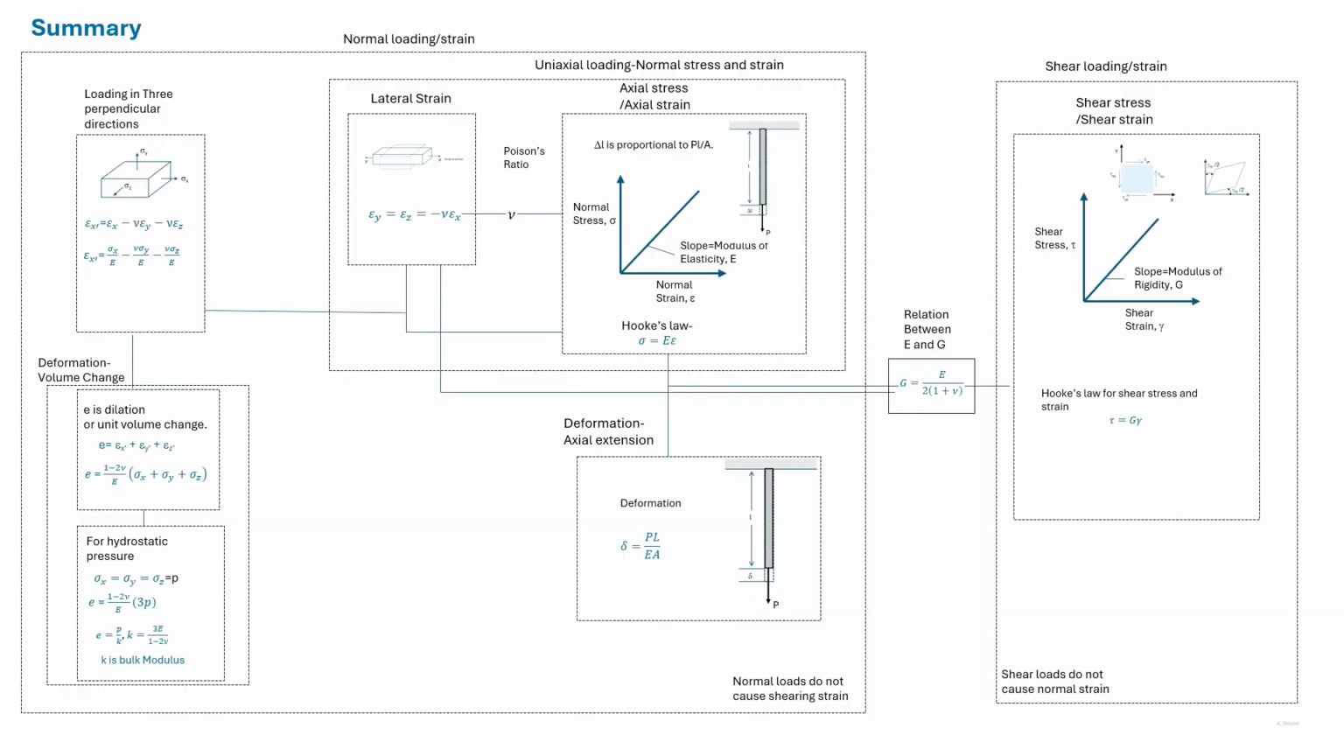Here we give a summary of the treatment of strain within the linear portion of the stress-strain curve. To start with, we reiterate that normal loads do not cause shearing strain, and shear loads do not cause normal strain. So the treatment under normal loads and shear loads are essentially separate. The only relation is between E and G.